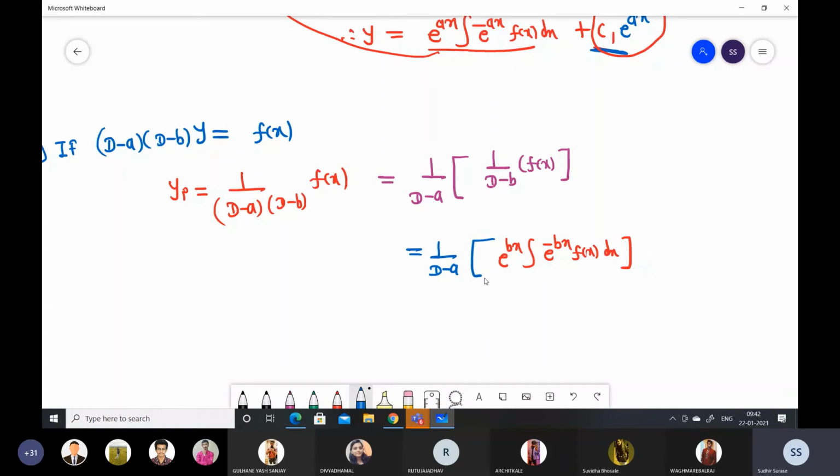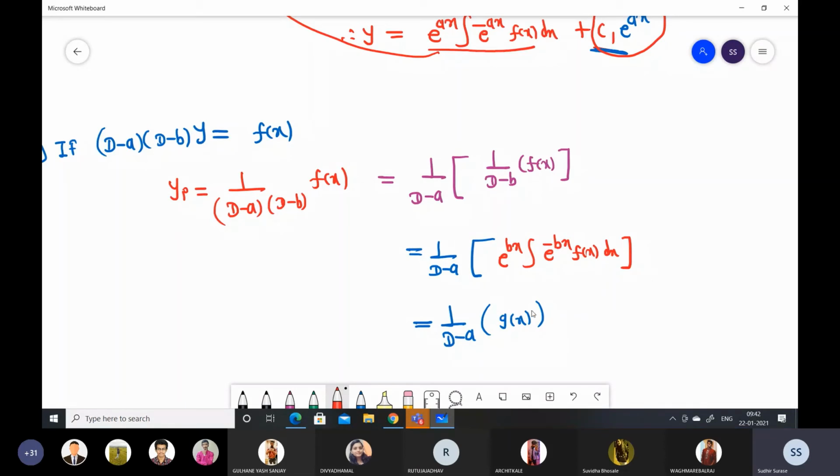Okay, so once you get this integral value, you will get some function, and over that function, let me call this whole term g of x. So this is 1 upon d minus a applied on g of x. It will not be the same as f of x. You will get a different value, right? So that value you have to write here. It will be a function of the variable x after solving this integral, multiplying by e to the power bx and all these things.